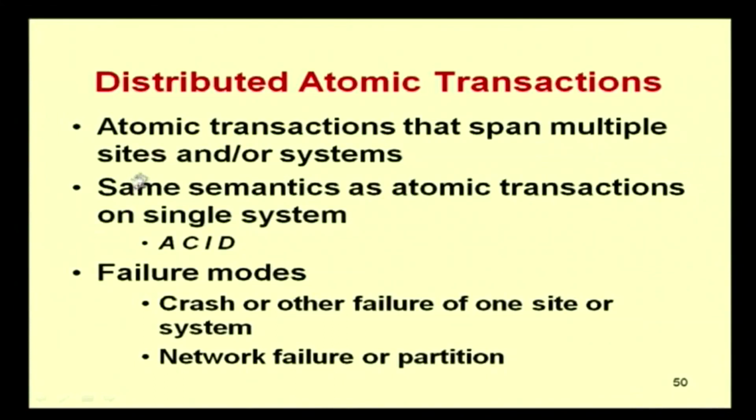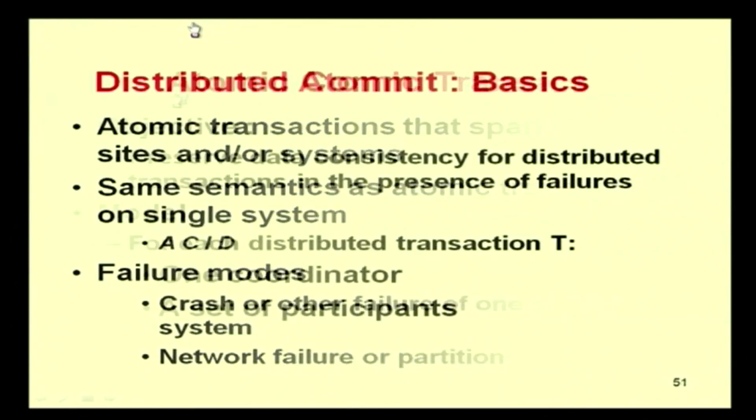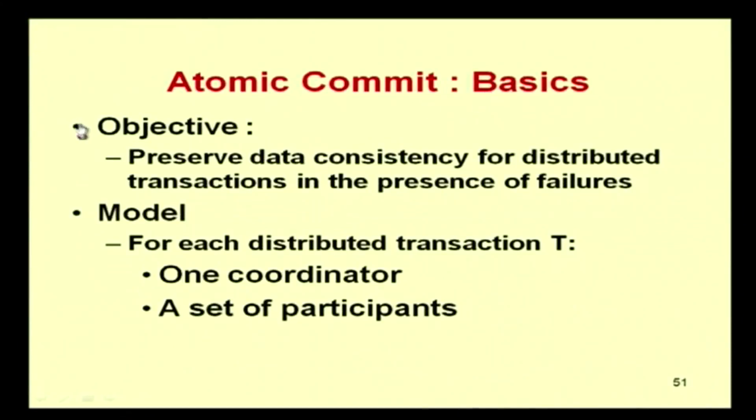So, what do we do here? Atomic transactions span multiple sites or systems, so we are talking about distributed transactions, with the same semantics as an atomic transaction on a single system, which is the ACID properties. Failure modes: a crash or other failure of one site or system, and an additional problem is network failure. So, the atomic commit basics: the objective is to preserve data consistency for a distributed transaction in the presence of failures. Here we are talking more in terms of distributed transactions.